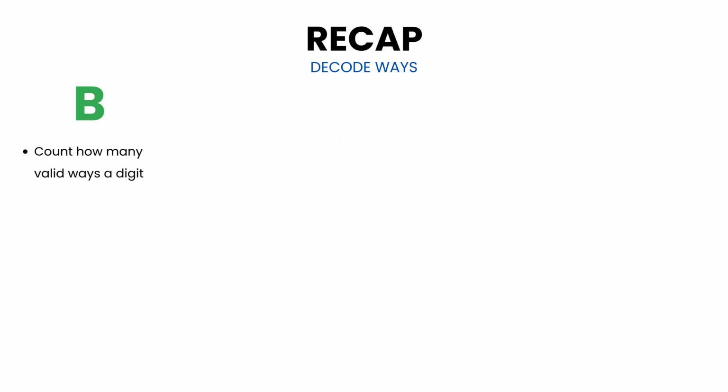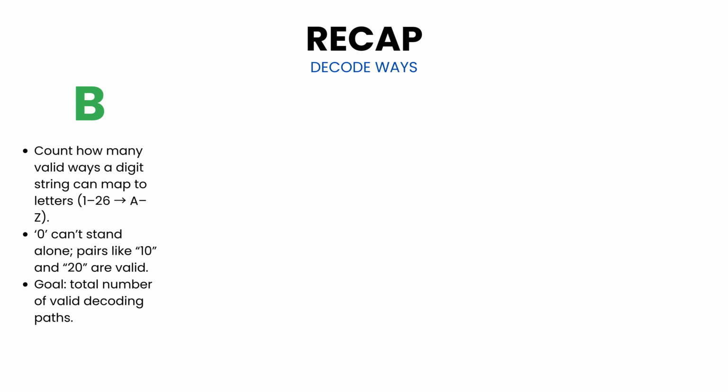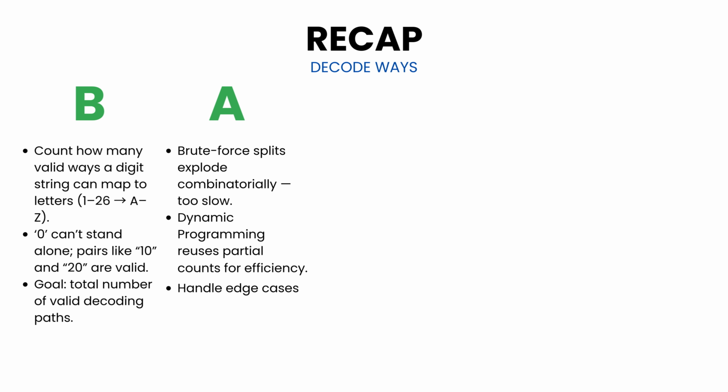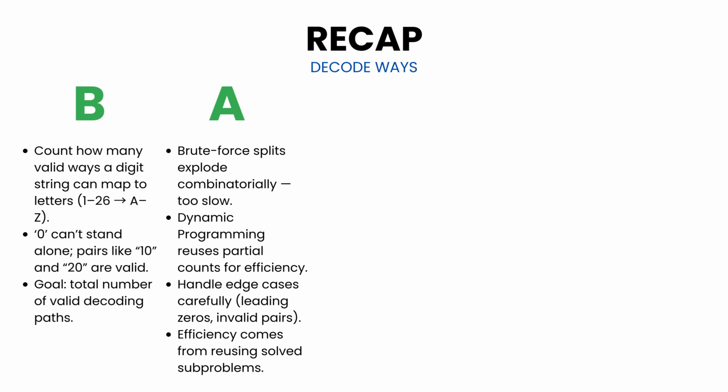Breakdown recap. We started by understanding the core problem. Given a string of digits, each single or double-digit number can represent a letter from A to Z. The goal is to count how many valid ways you can decode the entire string. But there's a catch: zeros can't stand alone, which makes handling combinations like 10 or 20 critical to getting the logic right.